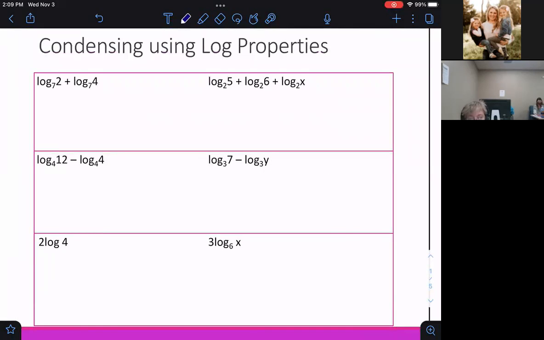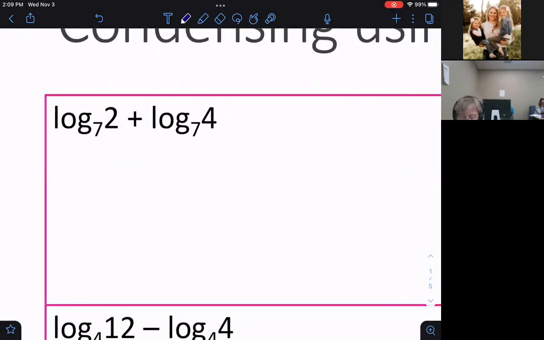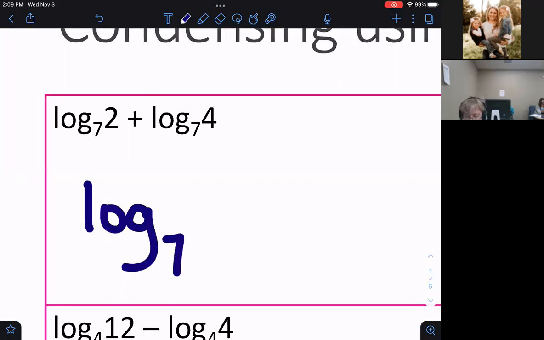So here are some examples. The first two examples up at the top are going to be the product property. So we're going to condense. Anytime it tells me to condense, I'm going to take multiple logs and put them together. My objective is to end up with only one logarithm in my answer. For this first one, we have log base 7 of 2 plus log base 7 of 4. When I condense those, I'm going to have log base 7 as my log. My base, again, always stays the same.